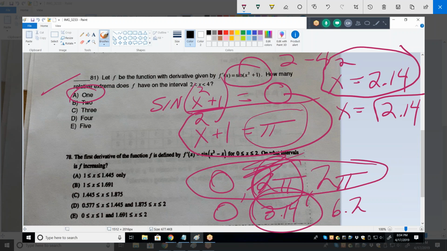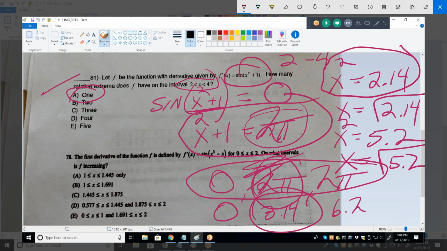So we need to go up to 2 pi. In other words, where is that equal to 2 pi? That means x squared would be equal to, instead of 6.2, 5.2. X is equal to the square root of 5.2, which is in our interval. So I still only have 1, even though I didn't show it properly the first time. Right. I only have 1 point in this interval where the sine of x squared plus 1 is equal to 0. Right.